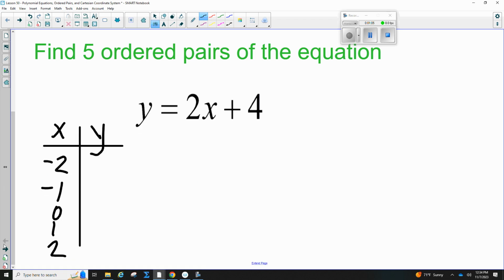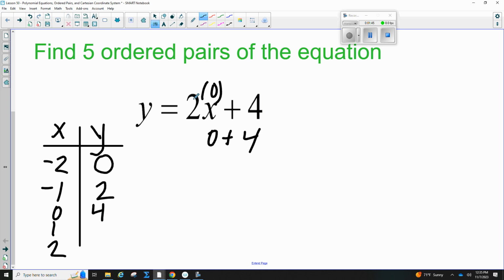And then it's basically what do you get for Y? If I plug -2 in for X, what's 2 times -2, everyone? -4, and what's -4 plus 4? 0. Good job. Now I'm going to plug in -1 for X. What's 2 times -1? -2. What's -2 plus 4? Great job. Now I'm going to plug in 0. What's 2 times 0? What's 0 plus 4? Great job.